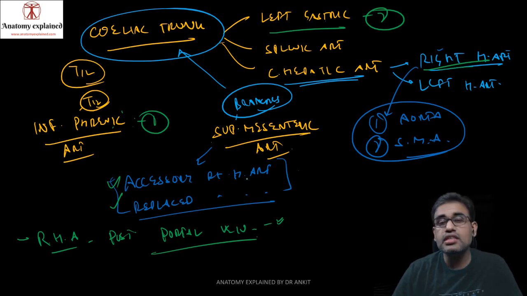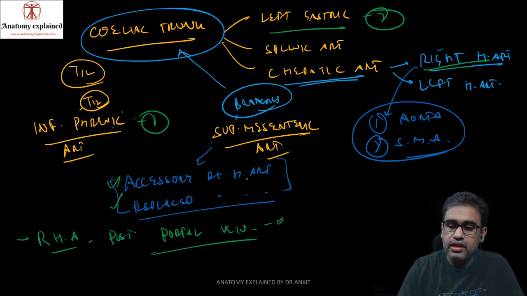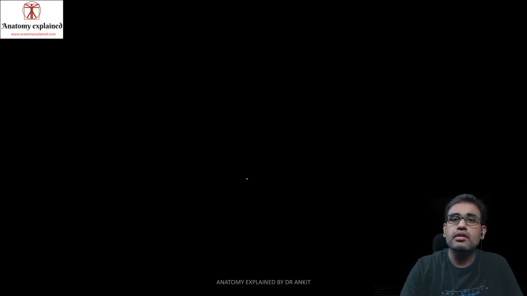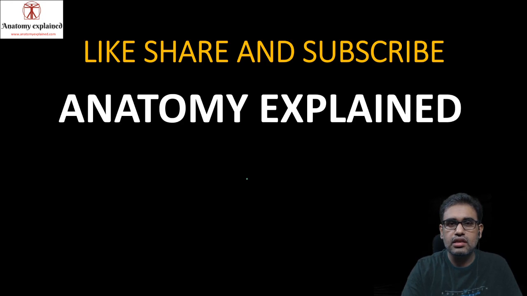So this was the basic idea on all the branches of the abdominal aorta. Subsequently at L4 it will divide into two common iliac arteries, and this is how we can remember the branches of the abdominal aorta. Okay, so just go to the basic concepts and then it will be simple.